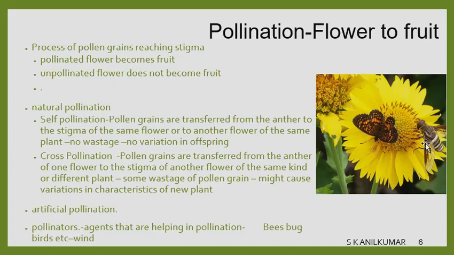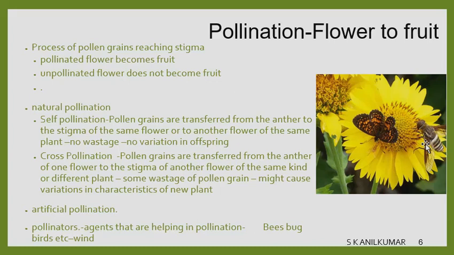The pollinated flower becomes fruit. There are many flowers which are not pollinated and they do not become fruit. That is why you will find in many trees, in many branches, there will be flowers, but they will not get converted into fruit. Why? Because for some reason or other, they were not able to get pollinated. If it is a male and female flower, then there has to be a natural agent like wind or water or birds and bees to pollinate.